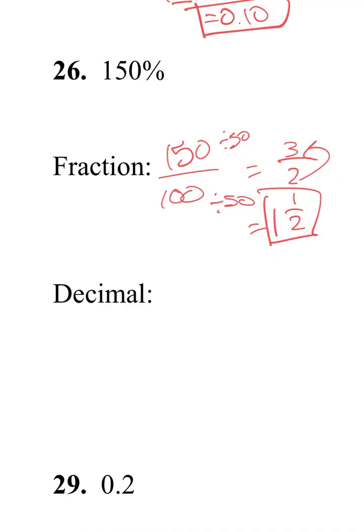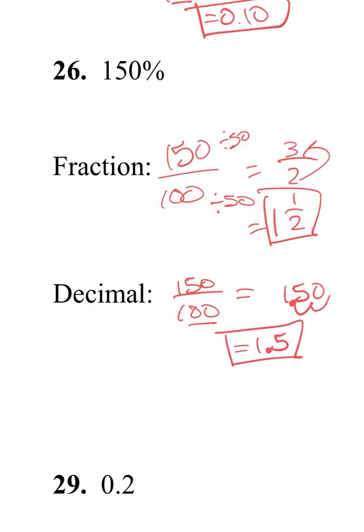All right. As a decimal, nothing new, nothing different. So here we go. We're going to go 150 over 100. Then we take the number in the numerator, 150, and move the decimal two spots to the left because of the 2 zeros. So 1, 2. My final answer is 1 and 5 tenths. And that's it. Let's take a look at numbers 27 through 29.